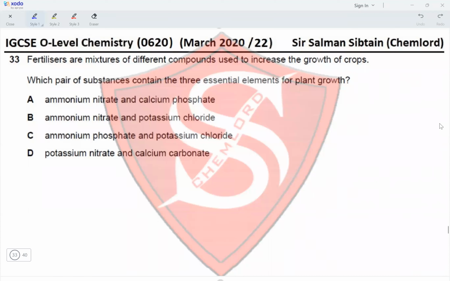Question 33. Fertilizers are mixtures of different compounds used to increase the growth of crops. Which pairs of substances contain the three essential elements for plant growth? These are nitrogen, phosphorus, and potassium, also known as NPK fertilizers. So, ammonium nitrate contains nitrogen and calcium phosphate contains phosphorus. There is no mention of potassium.